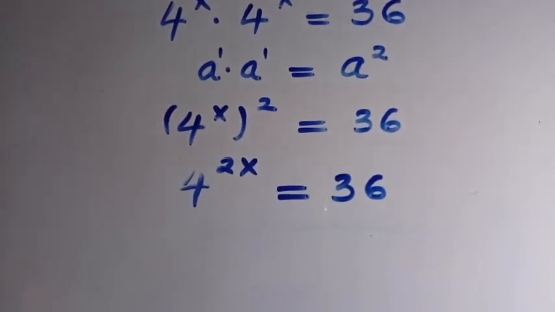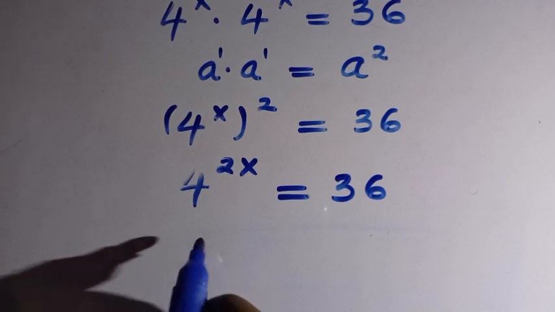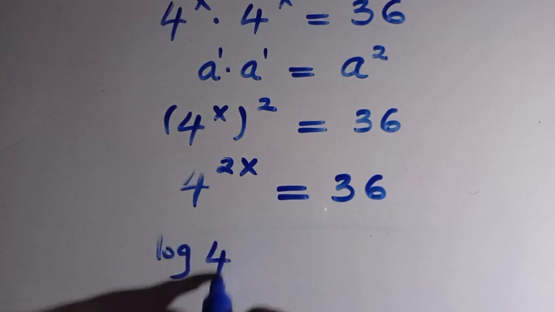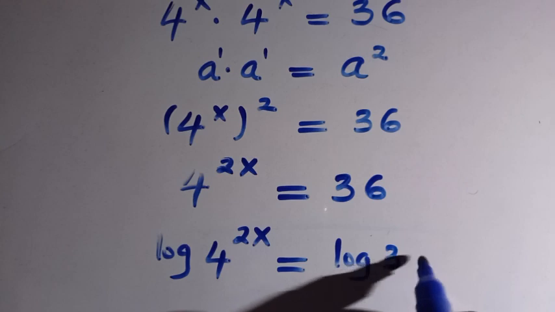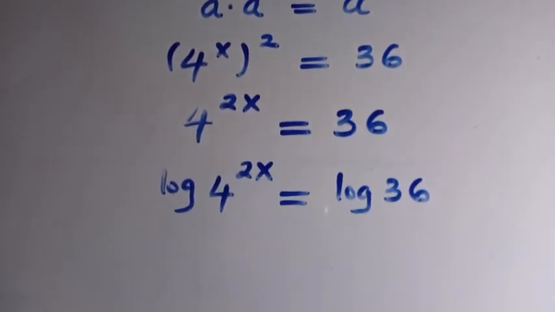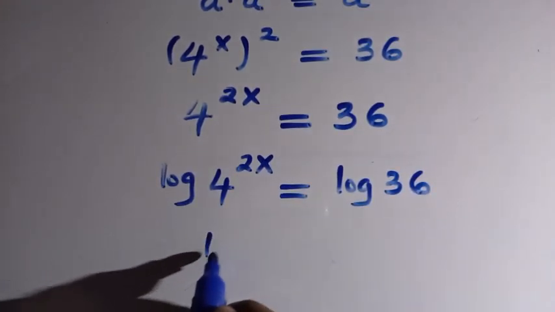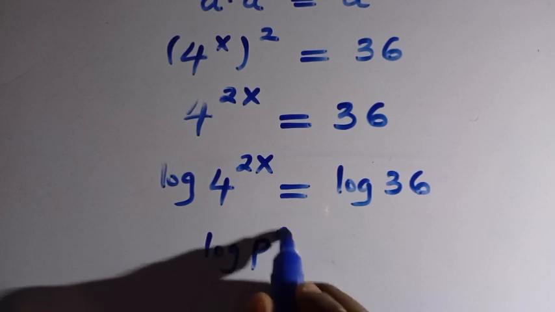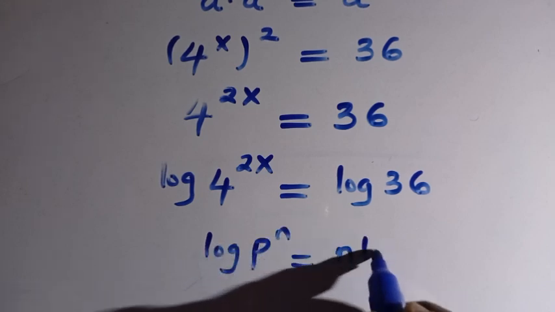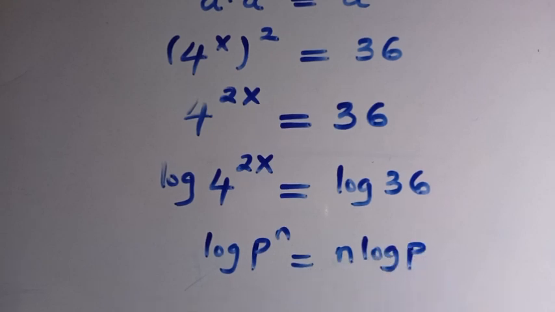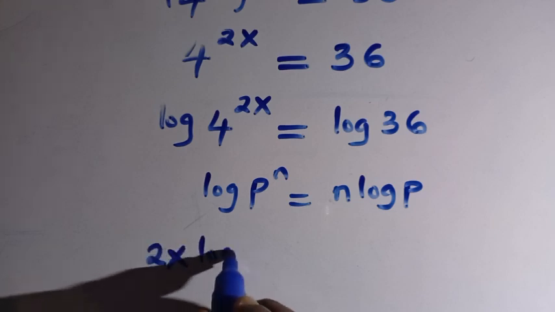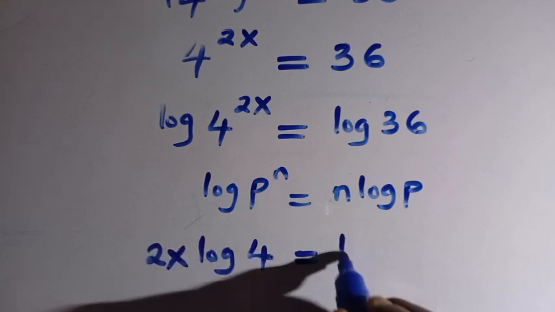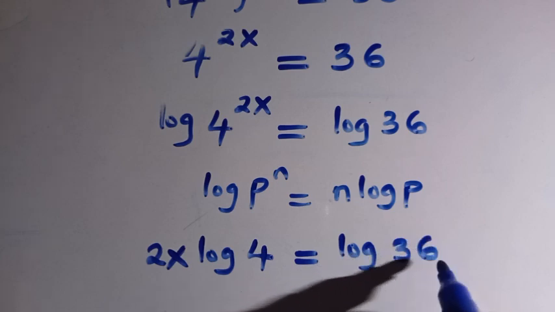Having this, let's try and introduce log on both sides. By introducing logarithm, we have log 4 power of 2x equals log 36. We have to consider this rule again. Suppose we have log p raised to power n, this equals n log p. Applying this to the above, we have 2x log 4 equals log 36.